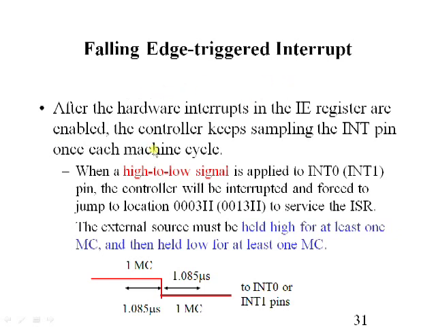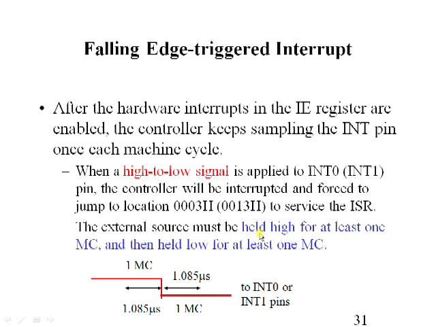Falling edge triggered interrupt. After the hardware interrupts in the IE register are enabled, the controller keeps sampling, as I said just now. When a high to low signal is applied to the INT 0 or INT 1 pin, the controller will be interrupted and forced to jump to the ISR location. So if there is any high to low signal applied on this particular pin, then the controller jumps to the ISR. Okay, falling edge.